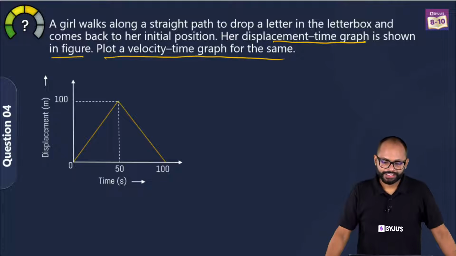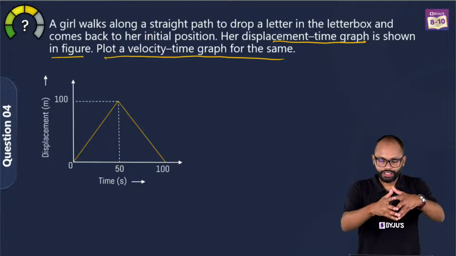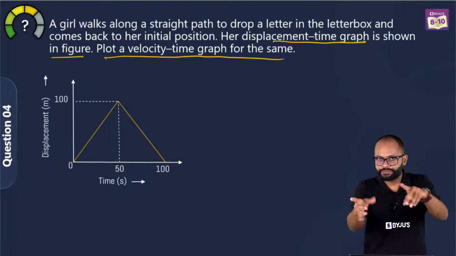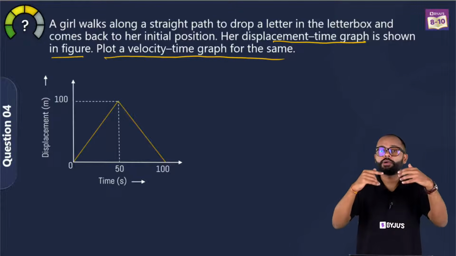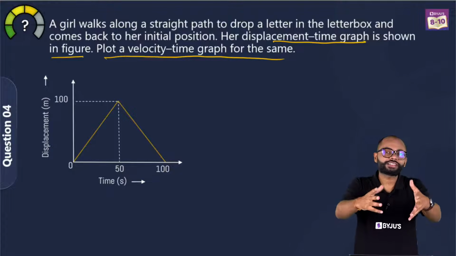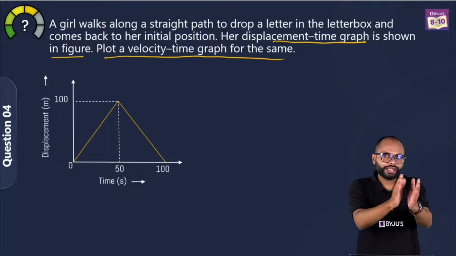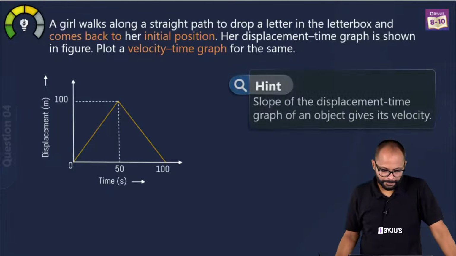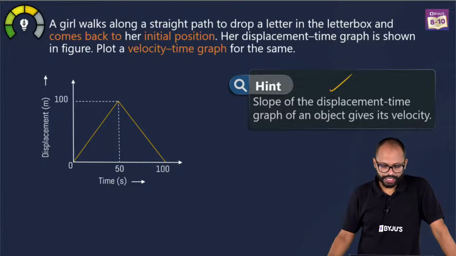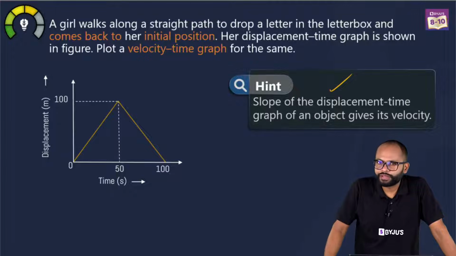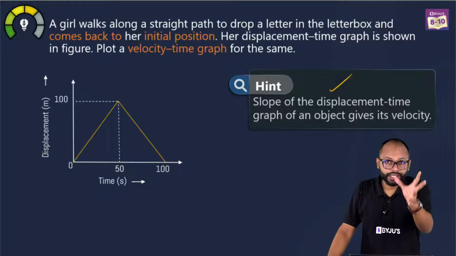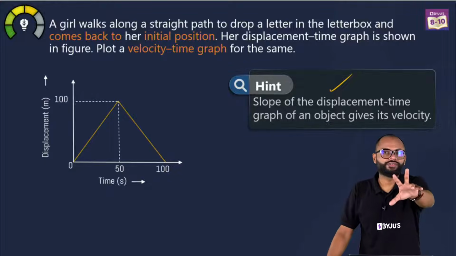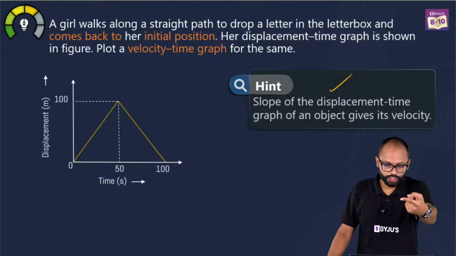See, average velocity is 0. If I take the total 100 seconds, velocity is 0 because displacement is 0. But while you are making the velocity time graph, you have to take intervals. Which two intervals? Tell me, come on. Slope of the displacement time graph of an object gives you the velocity, right? So think in terms of slope of this graph in two intervals.